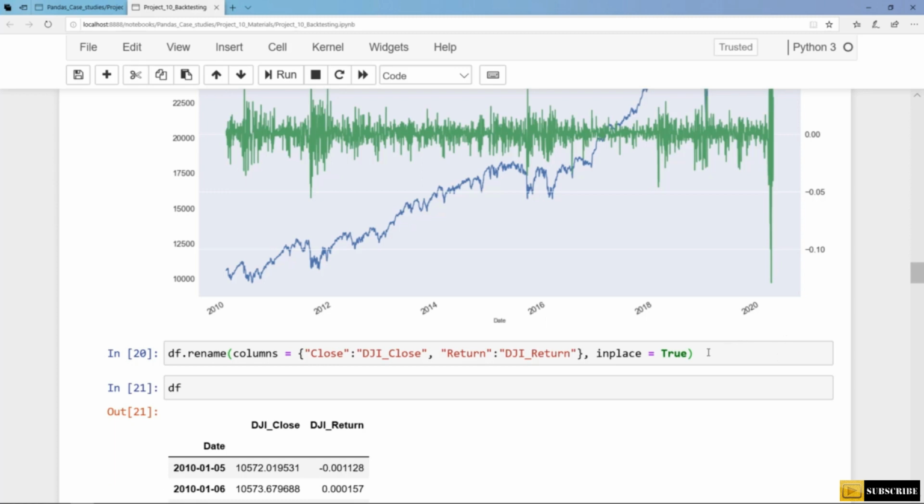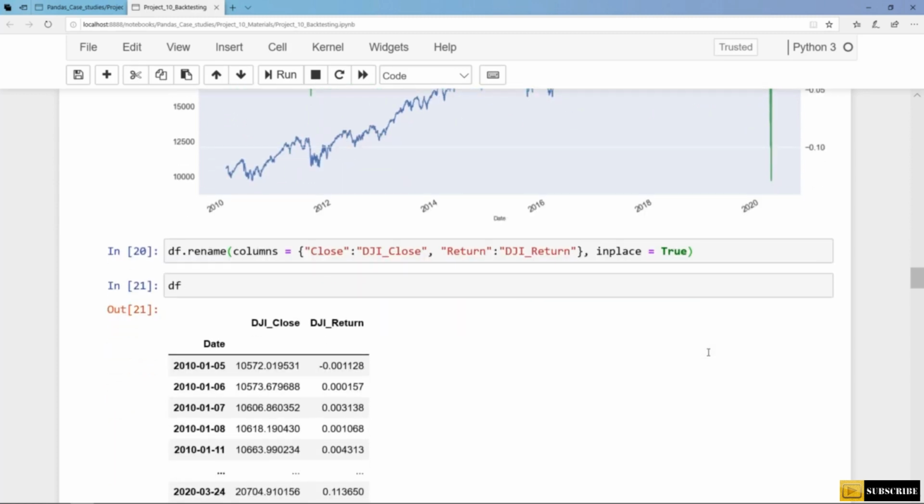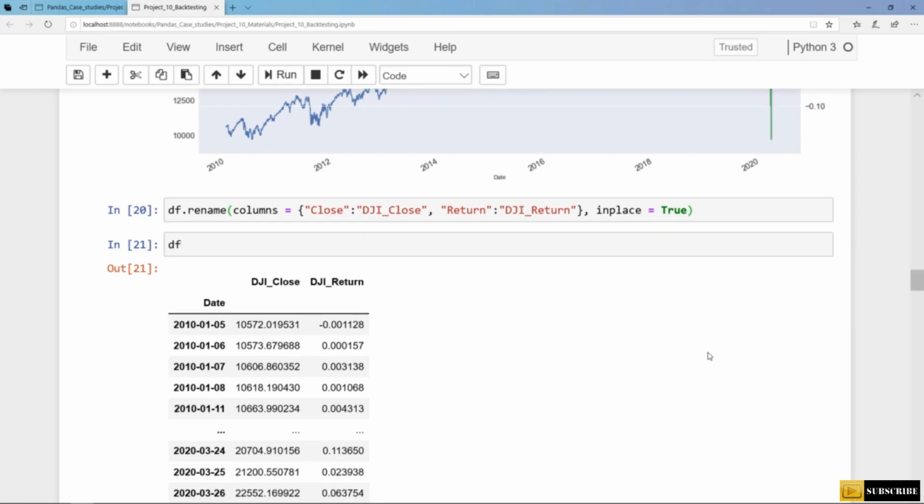So let's see our final data frame, and with this we will continue in the next lecture. So hope to see you there.